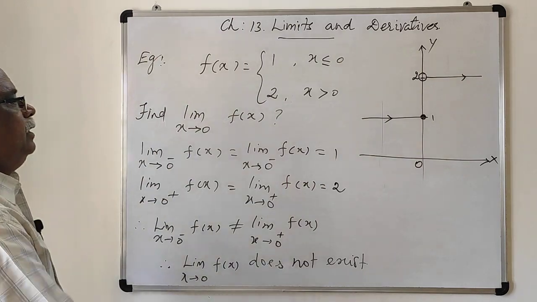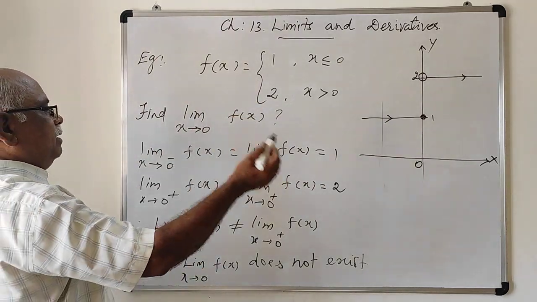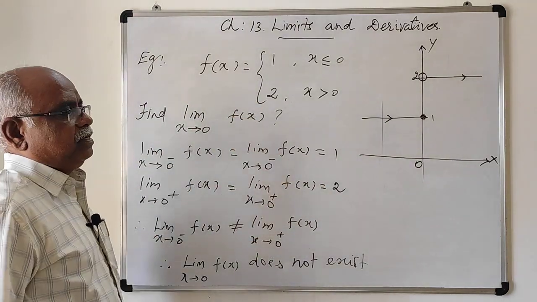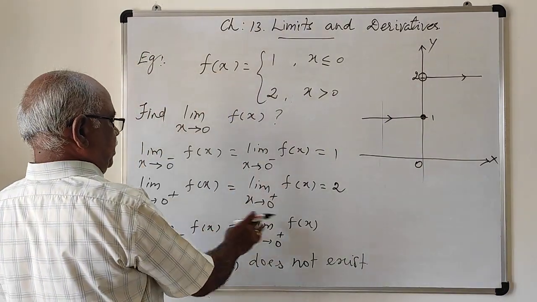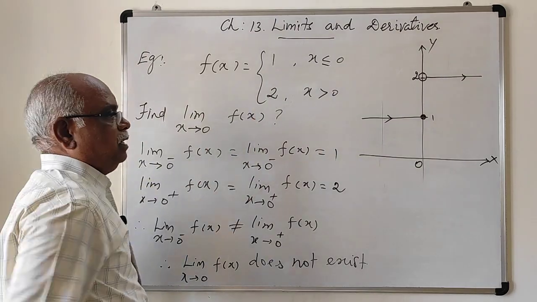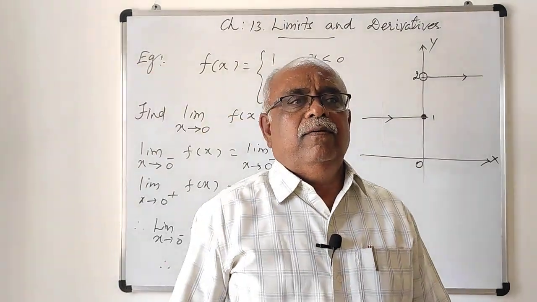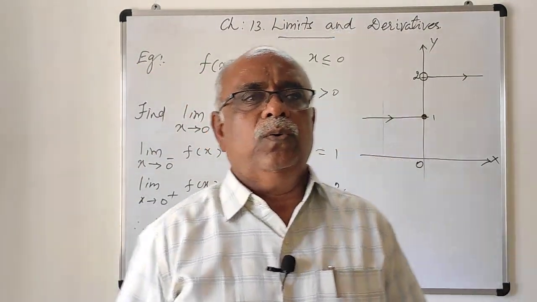Okay? That's all about the problem. In the previous example, both limits exist and are equal, therefore the limit exists. In this example, the left and right limits are not equal, therefore the limit does not exist. Okay, and we will start the exercise problems in the next video. Thank you.